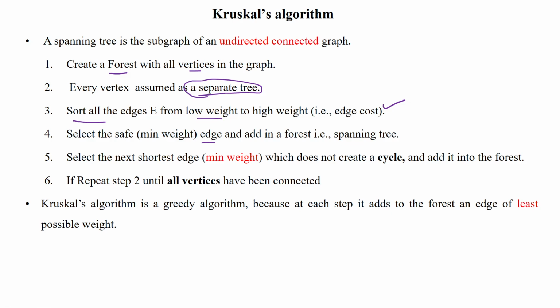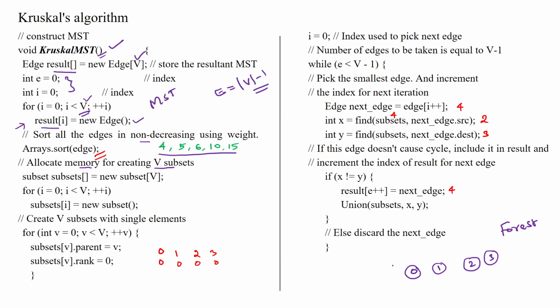As per that, in this location we are creating v number of subsets, with individual vertices. All the vertices are assumed to be single trees. So it has the subsets of vertices 0, 1, 2, 3. Right now we are creating v number of subsets with a single element. For node 0, the parent is also node 0, because each node is assumed to be a single tree.